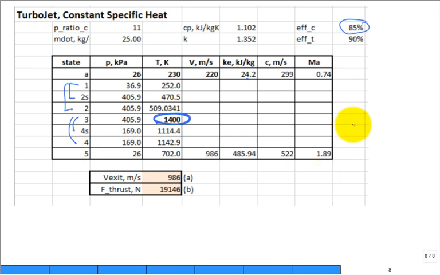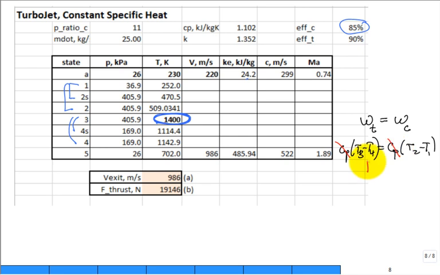You start with the work that the turbine produces is exactly the work needed to drive the compressor. What is the equation for the work to drive the compressor? Isn't it Cp times T2 minus T1? What's the work out of the turbine? Cp times T3 minus T4. You cancel the Cp's.